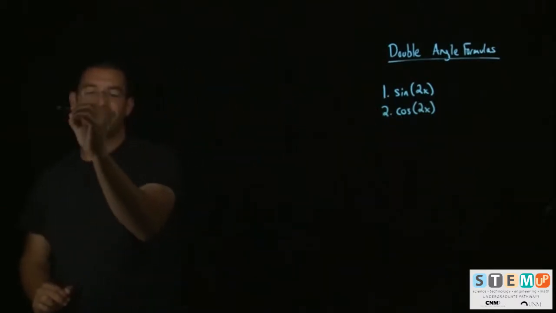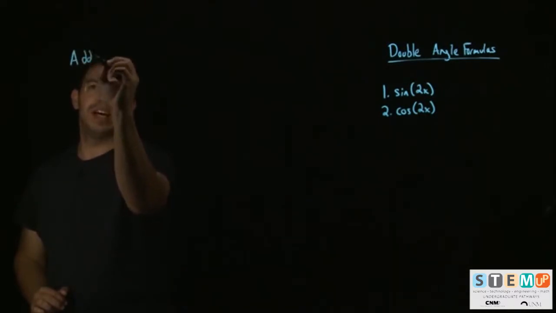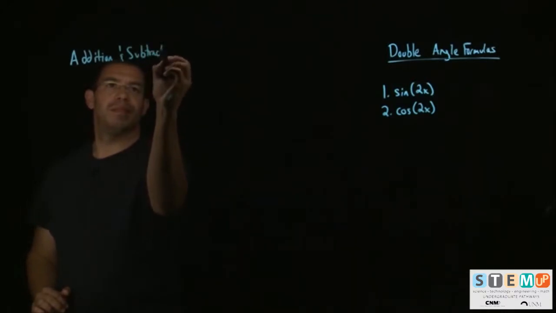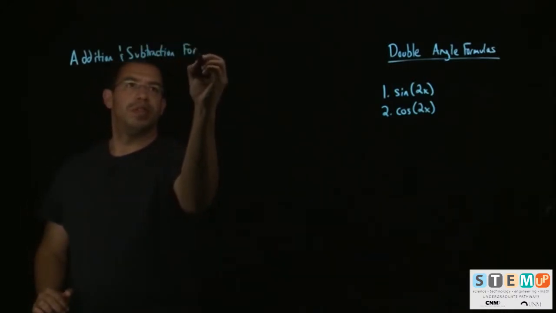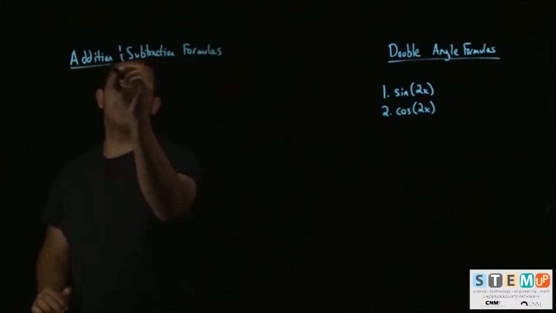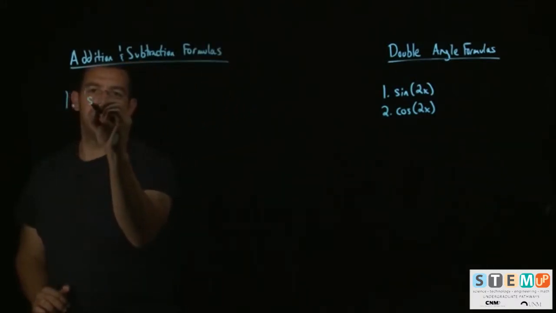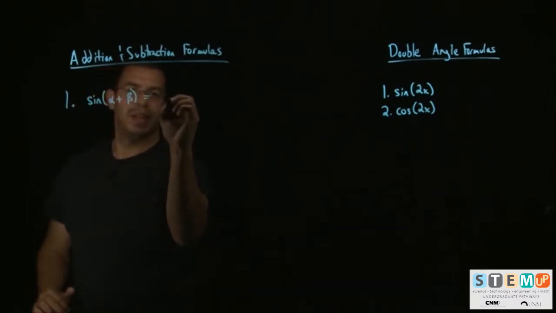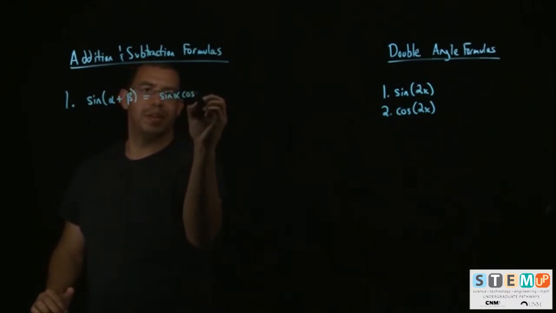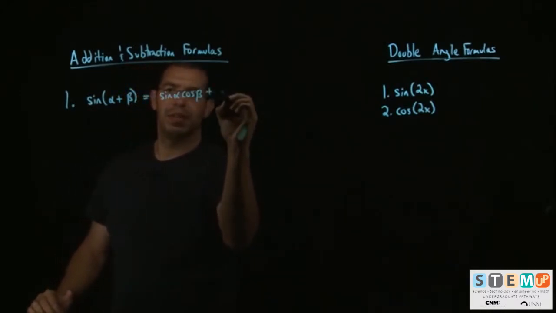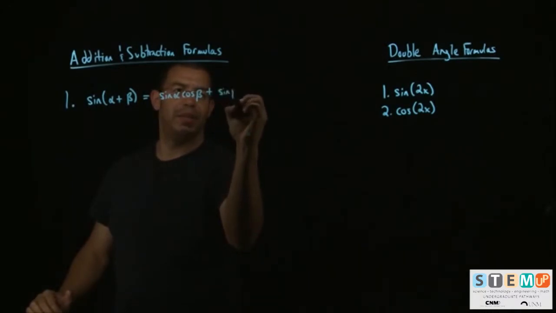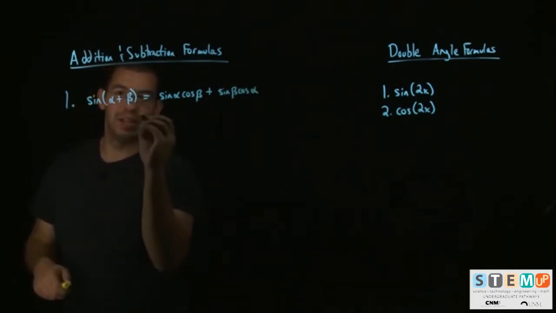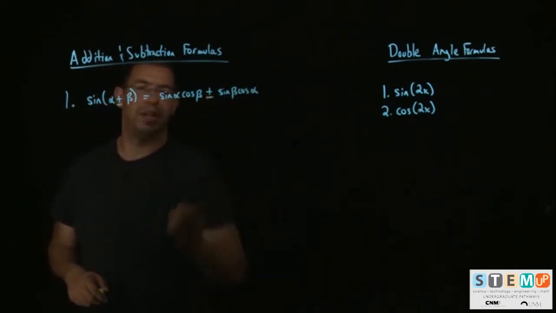We need to know our addition and subtraction formulas. So I listed those in the last video, but let's put them here again. So addition and subtraction formulas. If I have sine of alpha plus beta, that's going to be sine of alpha cosine of beta plus the sine of beta cosine of alpha. And if it's a minus, then it's a minus on this side.